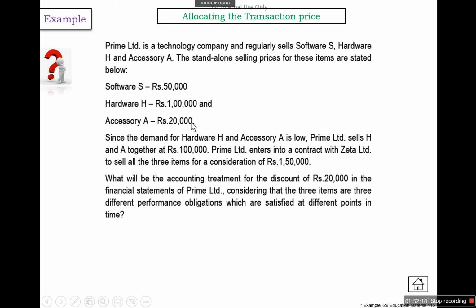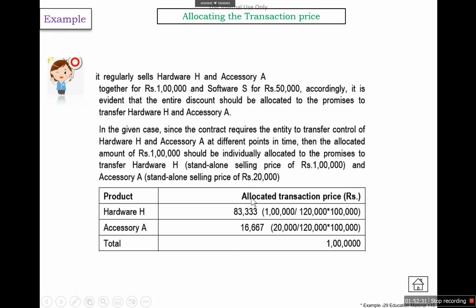50,000, 1 lakh, 20,000, but it is selling for 1 lakh 50,000. As a bundle, they sell H and A at 1 lakh, although the standalone price would be 1 lakh 20,000. So we will allocate the 20,000 discount between H and A.